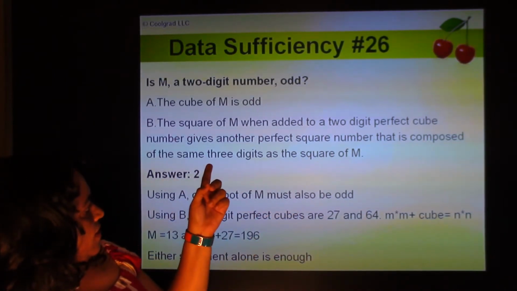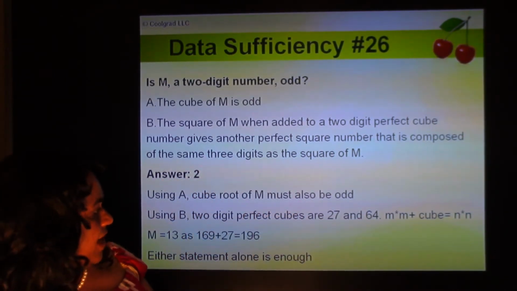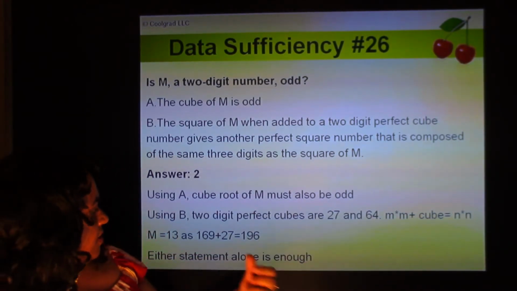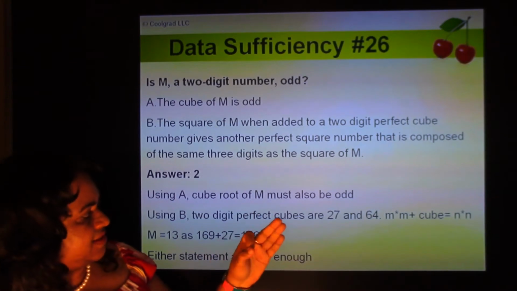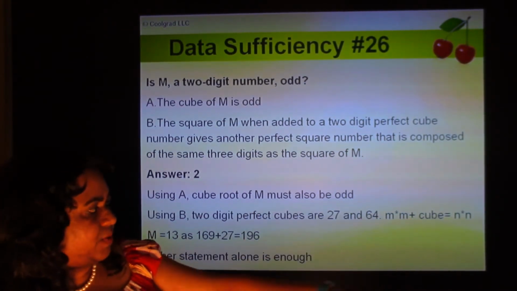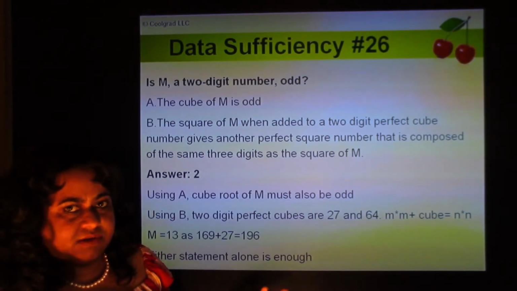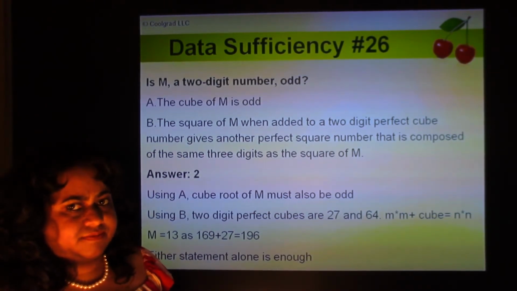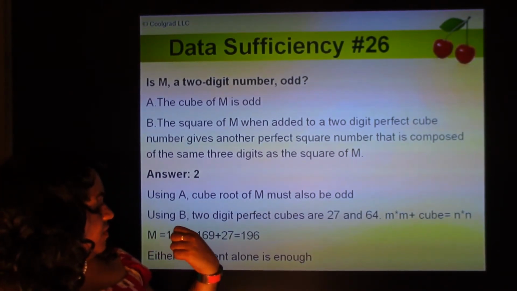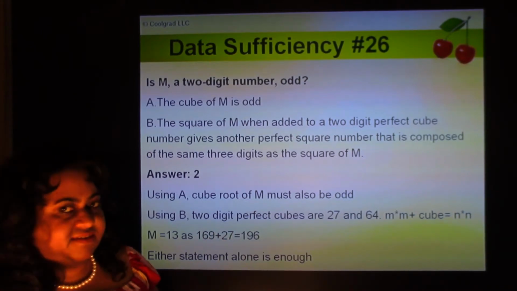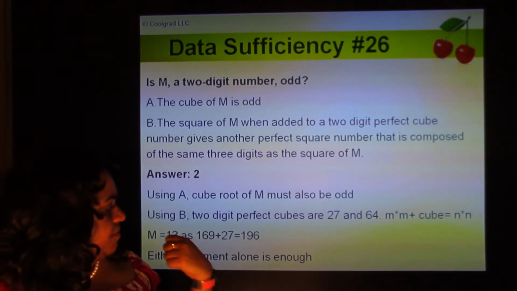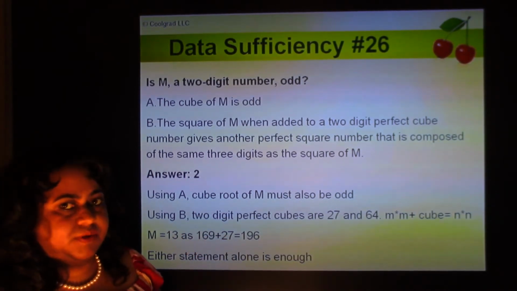It gives another square. And we know that this square number has 3 digits. And it has the same 3 digits as m square. M square is a 3-digit number and n square is a 3-digit number. And they have the same 3 digits. So if you just remember a few of such interesting numbers, we know that 169 plus 27 is 196. So they have the same 3 digits and this one is a perfect cube.